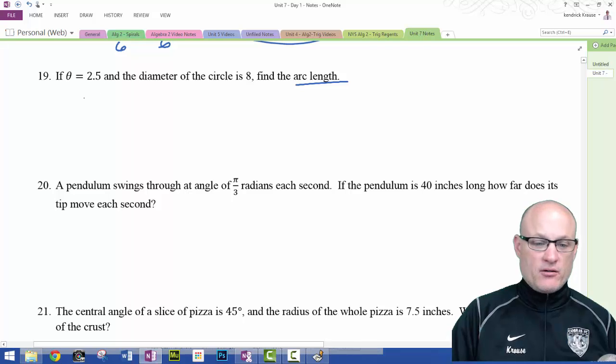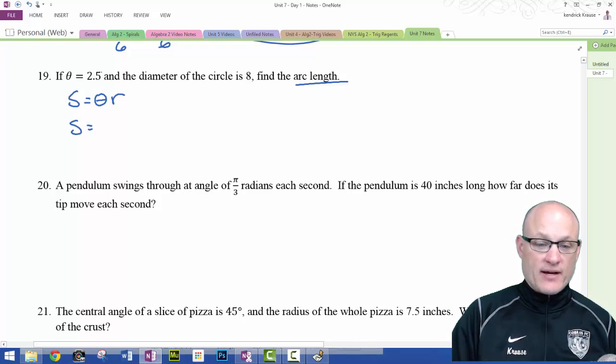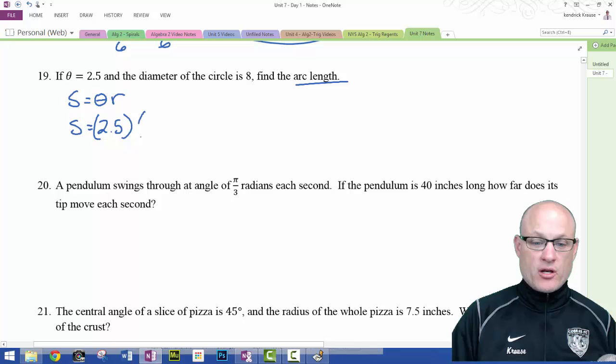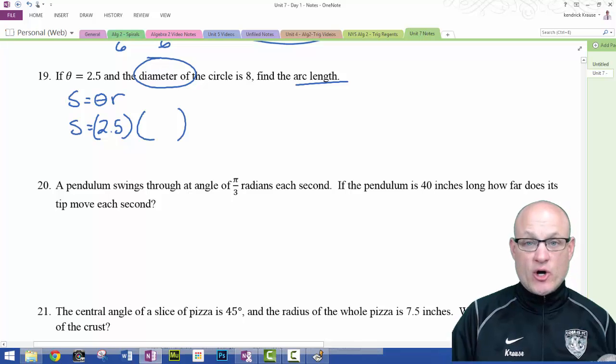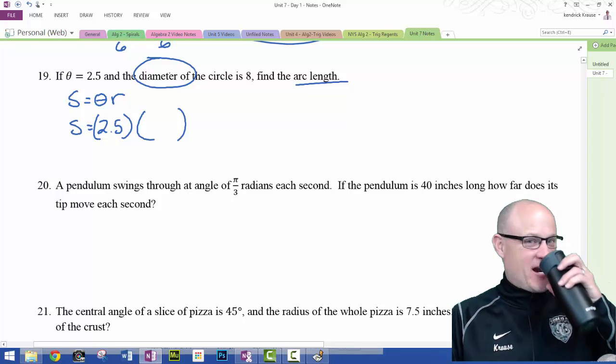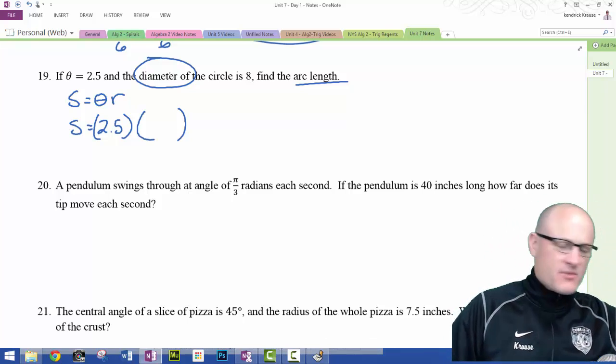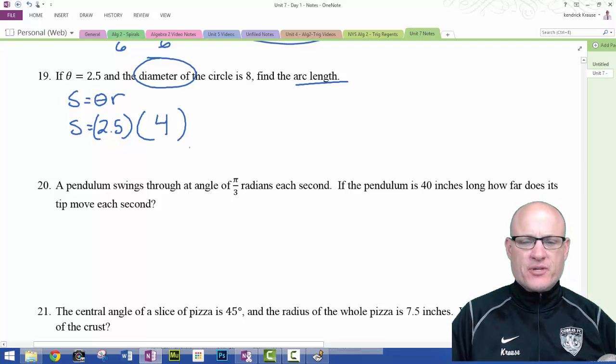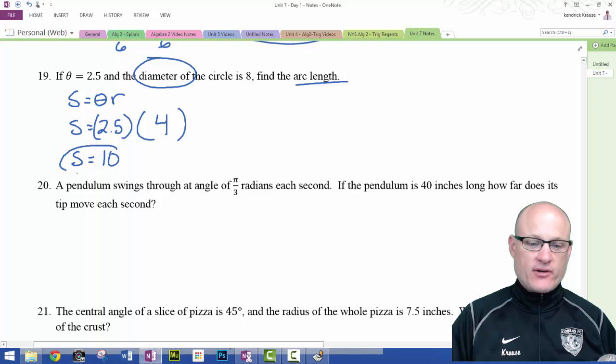Find the arc length. S equals theta r. We don't know the arc length S. We do know that theta is 2.5. I should have put radians in there. I apologize. I should have said 2.5 radians. Times the radius, which is 8. It's not 8. Careful, I gave you the diameter. You've got to put numbers in there. 4 is the radius. And everybody knows 2.5 times 4 is 10. We have no units, so I guess 10 is the answer.